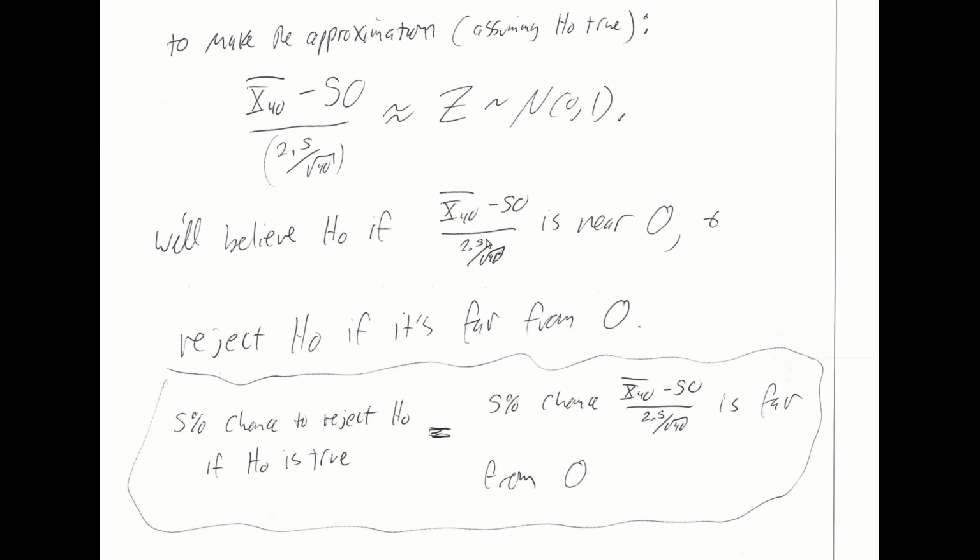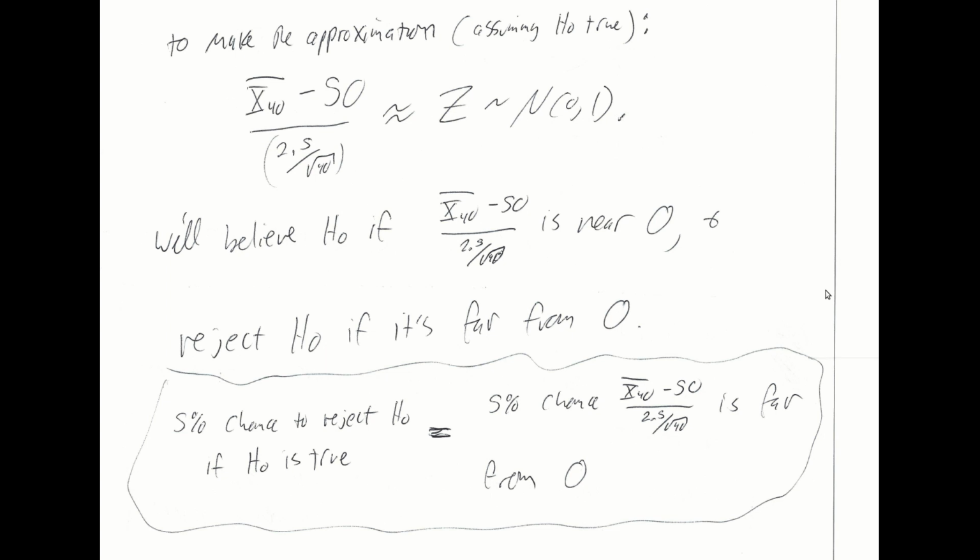We observe x sub 40 hat, and we calculate this ratio. If that turns out to be far away from 0, then we don't believe that the mean was truly 50. If this turns out to be close to 0, then we do believe that the population mean was actually 50.